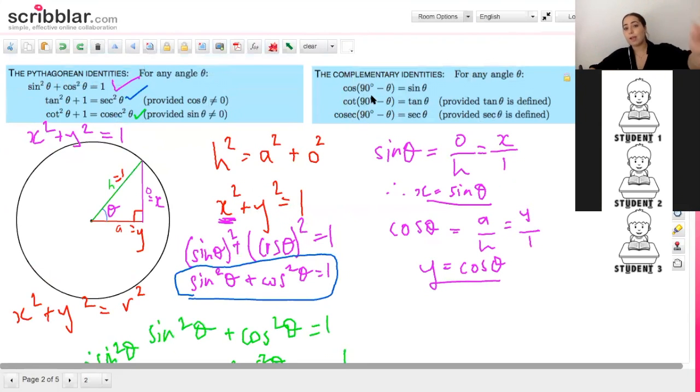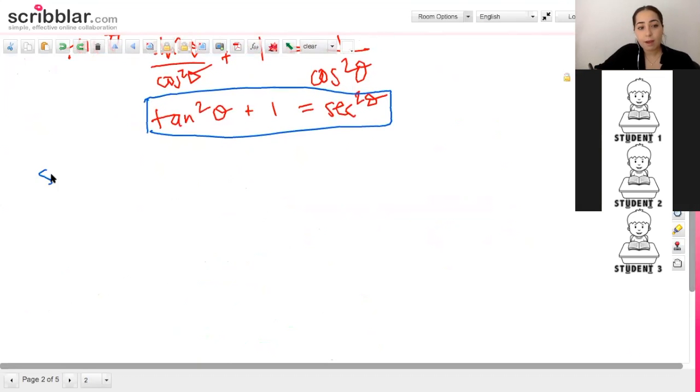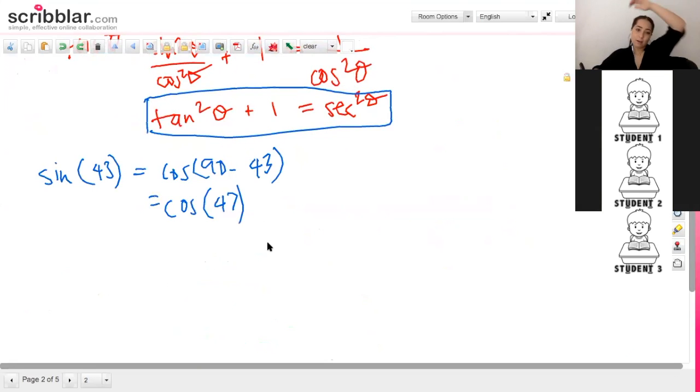You should recognize that when you see sine of an angle, that can be rewritten as cos of 90 minus that angle. So if I have sine of 43, that's the same as cos of 90 minus 43, which is cos of 47. So these have the same value. If you plug this into your calculator and this into your calculator, you get the same value.